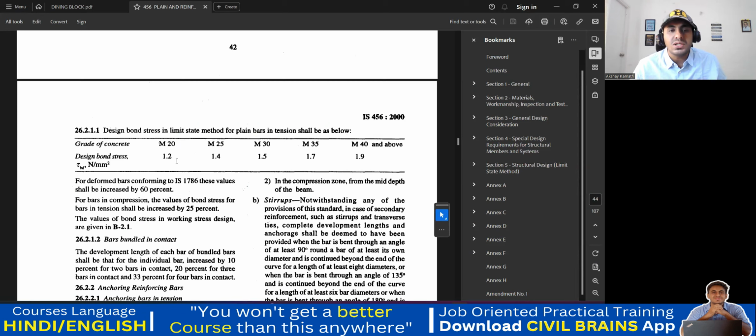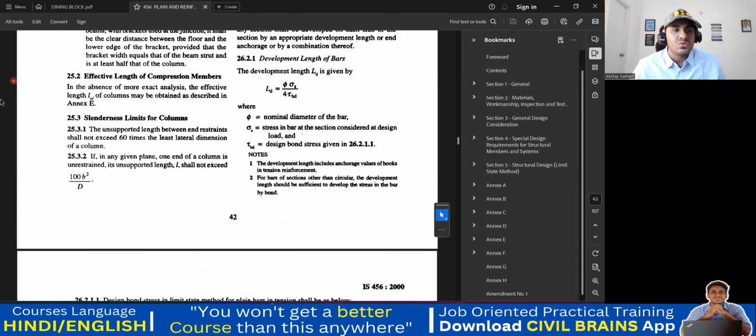Let me go for M20. For M20, it is 1.2. Remember the value 1.2. So we'll do the calculation. Development length, LD, will be diameter, let me keep diameter as a constant, dia, multiplied by sigma s. Sigma s is 0.87 into Fy. I'll go with 500 bar and divide by 4 times tau BD. Tau BD for M20 grade is 1.2. So do this calculation, tell me what is the answer you are getting.